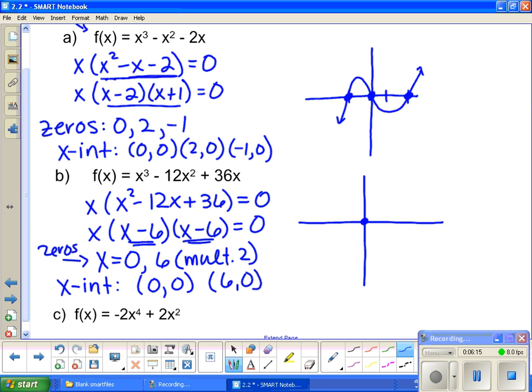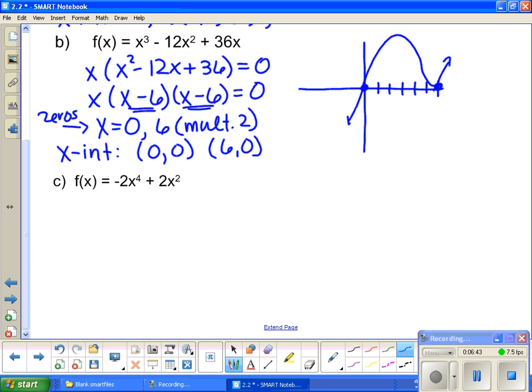(0, 0). And let's call this 3, 4, 5, 6, (6, 0). It's odd with a positive leading coefficient. So how do I sketch this? Well, we know it doesn't cross the x-axis at all at 6, so it's got to go something like that, maybe. And so it's going to turn right at (6, 0).